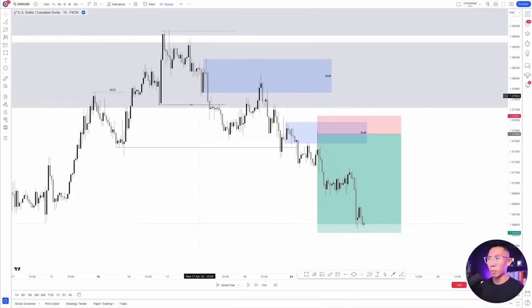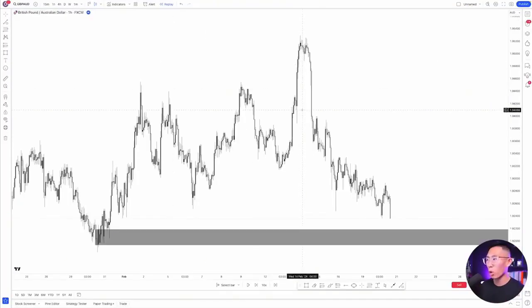So this is a pretty good example of a demand to supply flip zone, where supply has pretty much overpowered demand and caused the entire order flow to shift from bullish to bearish. Now, what does it look like in an uptrend? What does a supply to demand flip zone actually look like? And that is what we're going to explore right now.